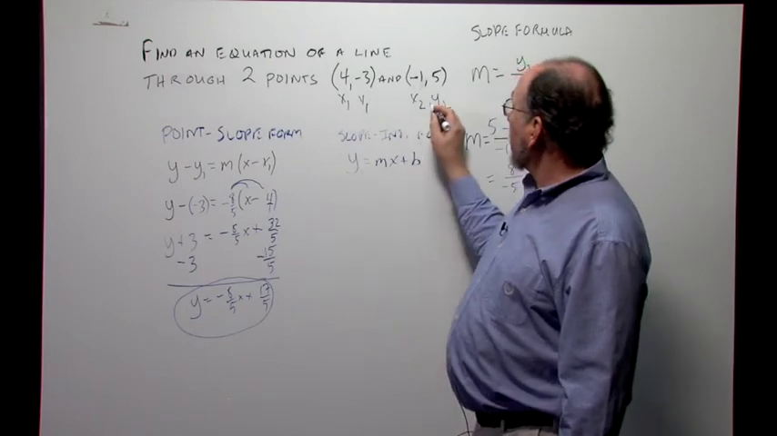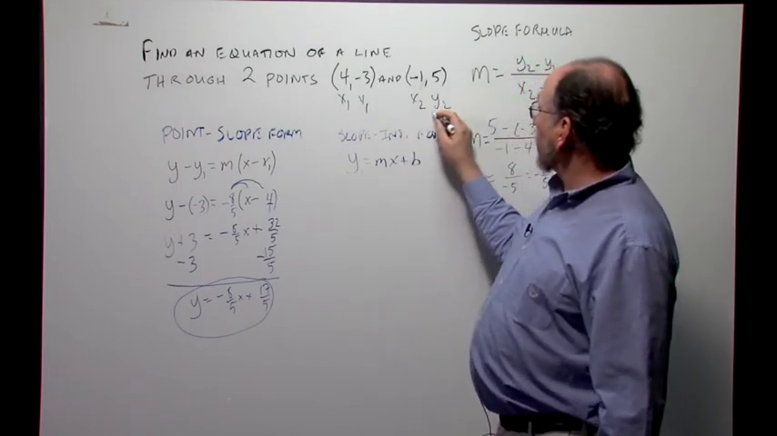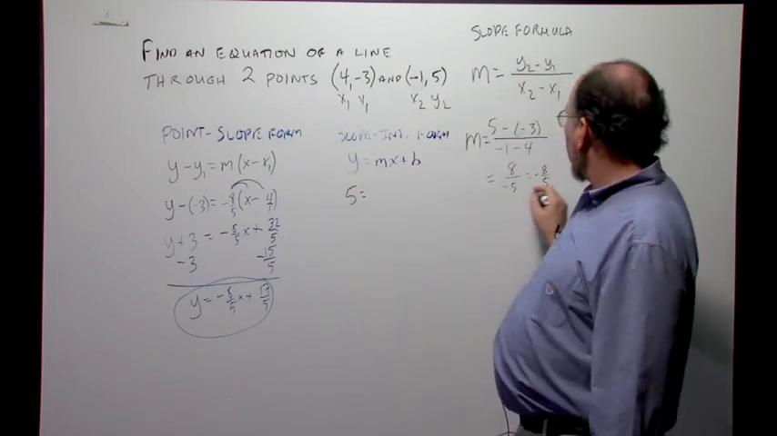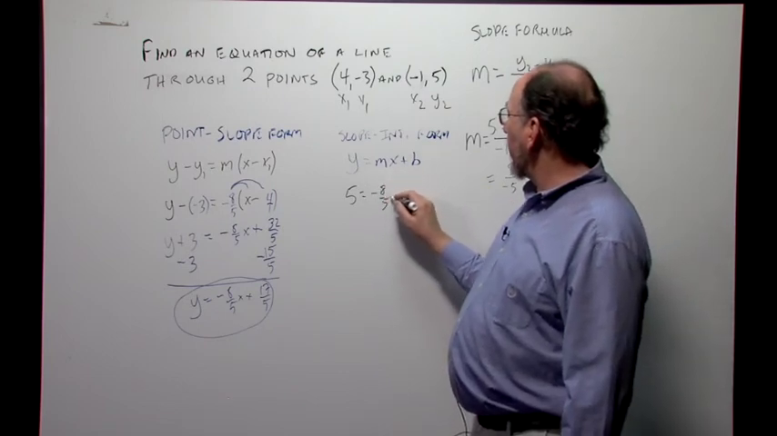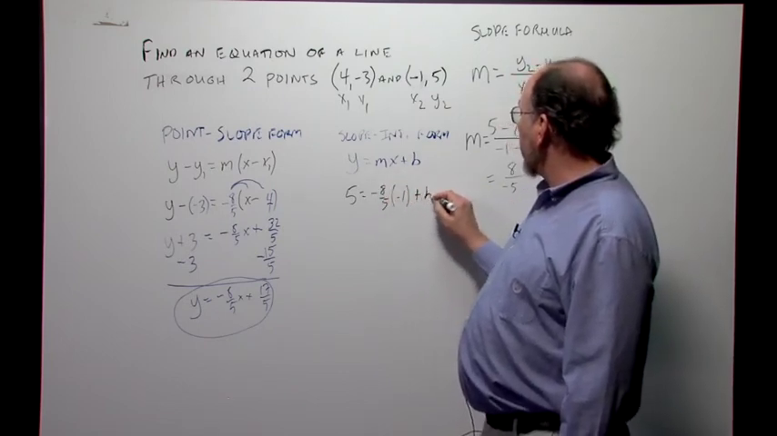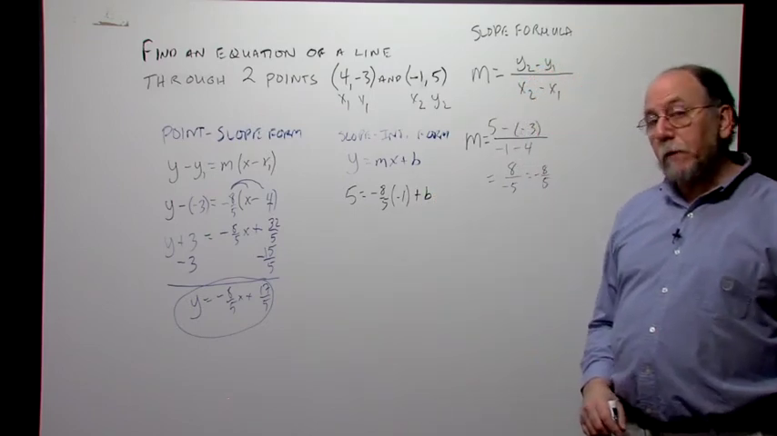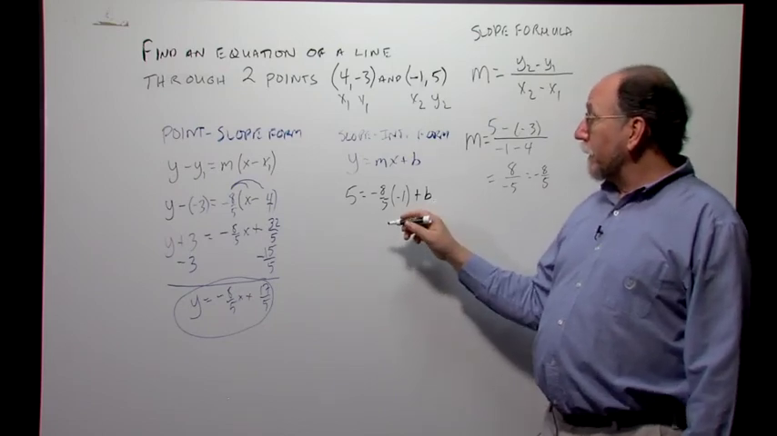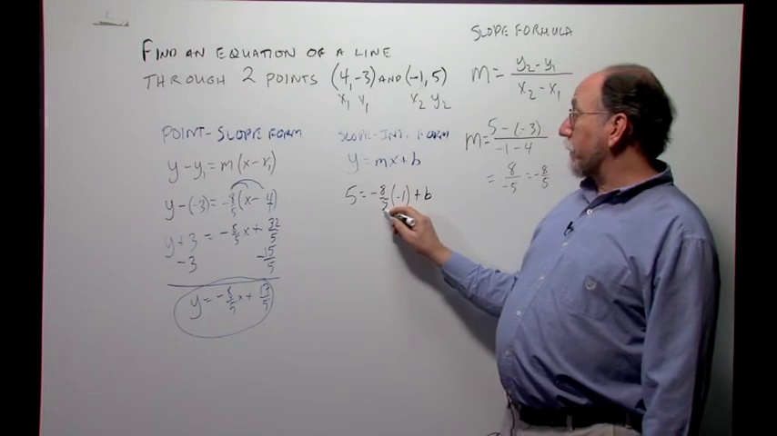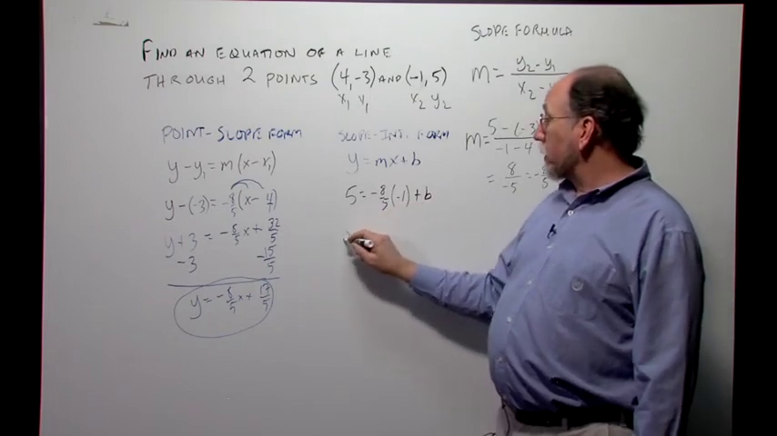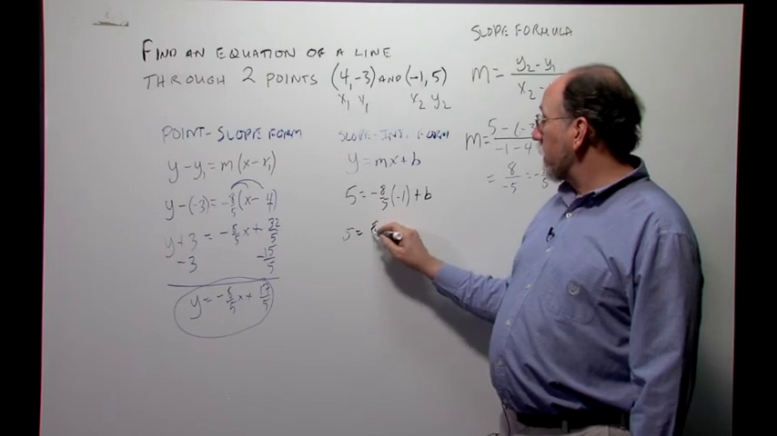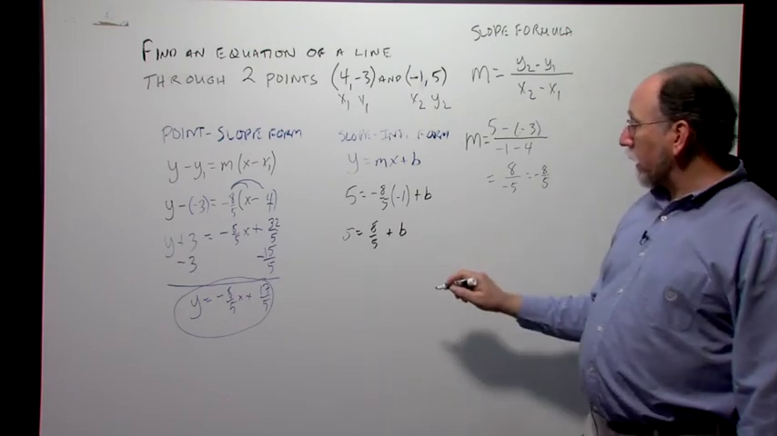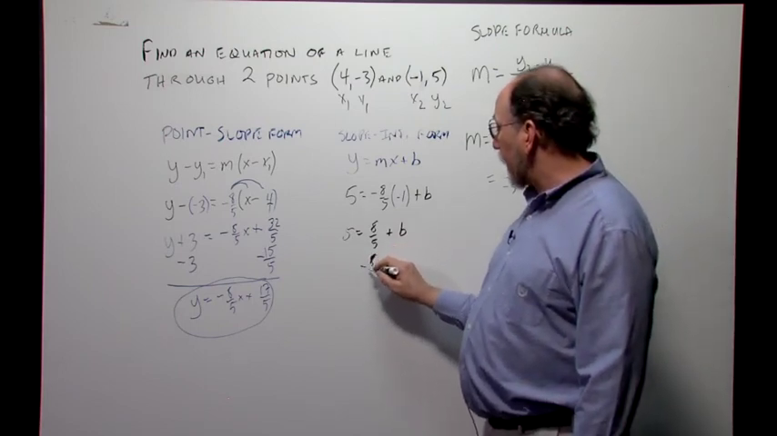Okay, so let's use x2, y2 here. y2 is 5, and m is negative 8/5. The x is negative 1 plus b. Okay, so I plugged in everything. The only unknown I have is b here. I'm going to solve for that. Okay, so now the next thing I do is simplify this. Negative 8/5 times negative 1, we'll just change it to positive 8/5. And to find out b, I'm going to subtract 8/5 to the other side.